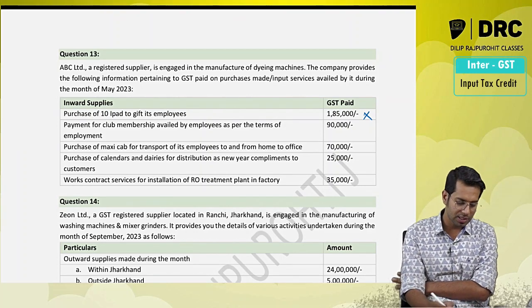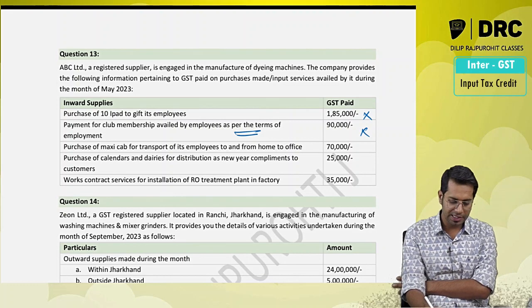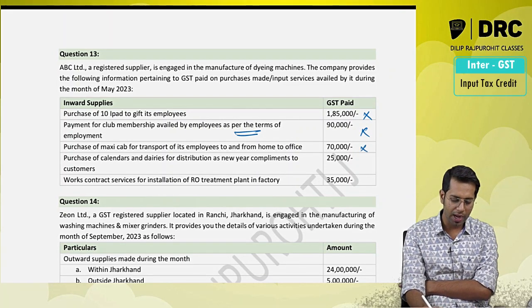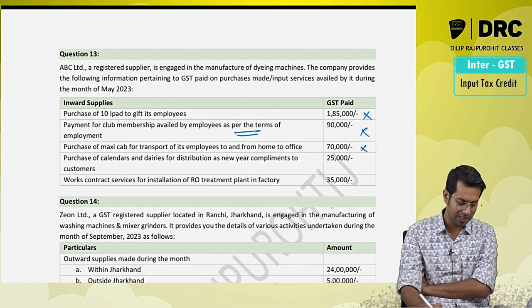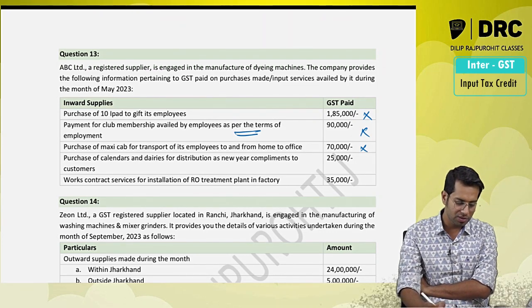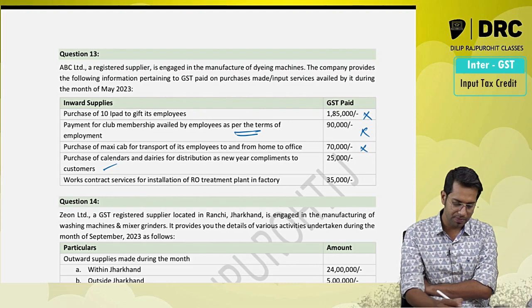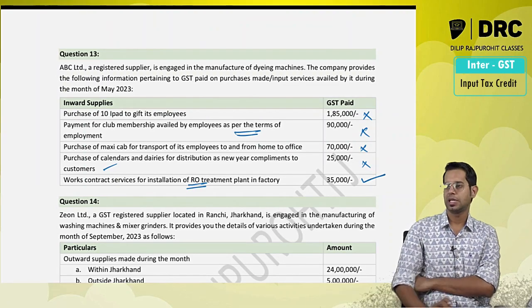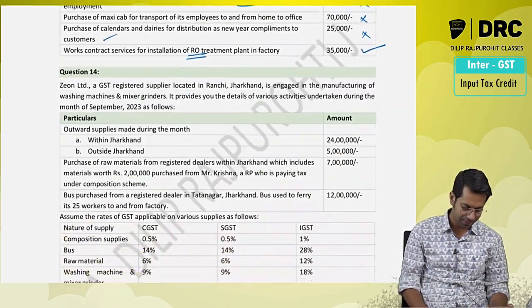Payment of club charges as per the terms of employment, ITC cannot be taken. Maxi cab for transportation of its employees from home to office, no, ITC cannot be taken. Then calendars for distribution to its customers, ITC cannot be taken. Works contract for installation of RO plant in factory, only on this last item ITC can be taken.